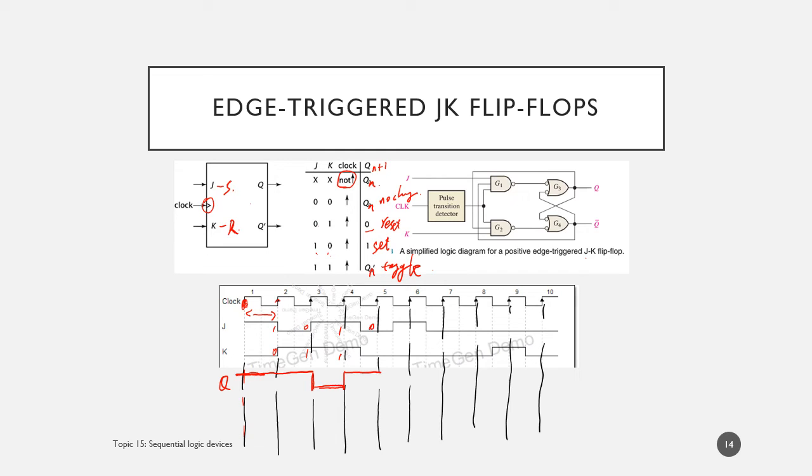At the next edge we got 0, 0, which is no change, so we keep 1. 1, 0, that's set, so it will keep 1. Then we have 0, 0, no change, it keeps at 1. Then 0, 0 again, still keeps. Then we have 0, 1, which is reset, so it will be reset to 0. Last we have 0, 0, so no change. I think the only thing you need to be careful about here is the toggle state. When we have JK equal to 1, 1, we have the toggle state.